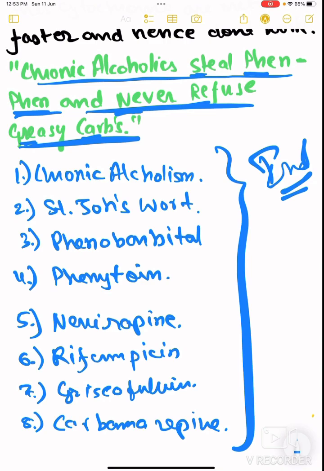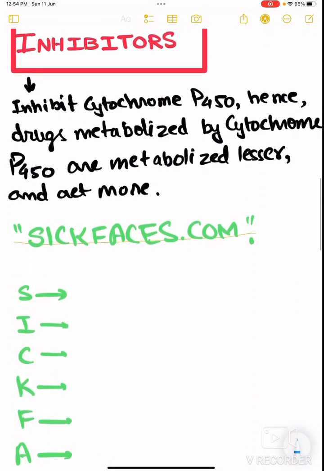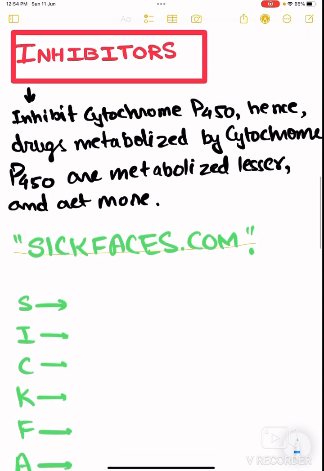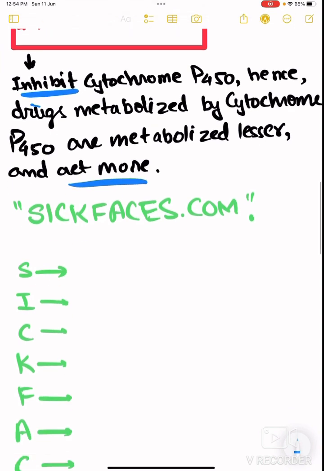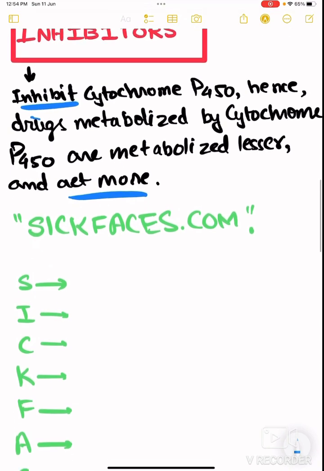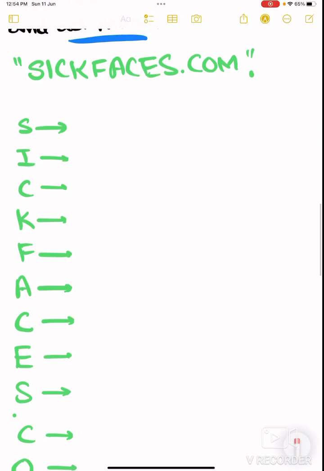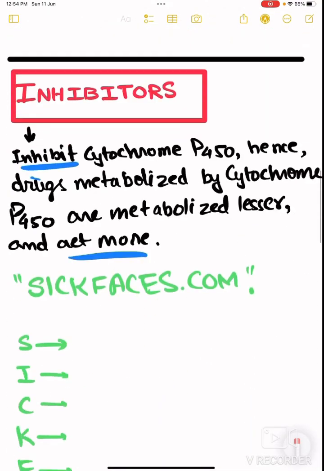You have to remember it. Now coming to enzyme inhibitors. As we already know, enzyme inducers are just the opposite of enzyme inhibitors. In inhibitors the cytochrome P450 will be inhibited and that's why the drug will not be metabolized by cytochrome P450 and can act more. So what is the mnemonic of enzyme inhibitors? It is sickfaces.com. This particular mnemonic is given in First Aid and the above mnemonic is also from the First Aid book only.